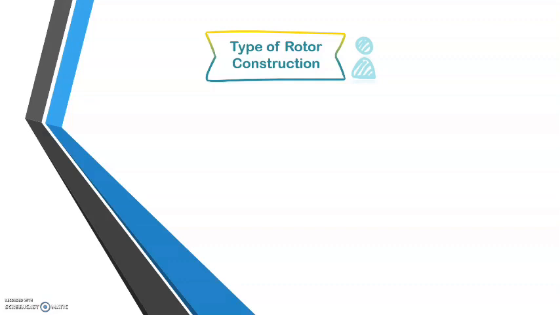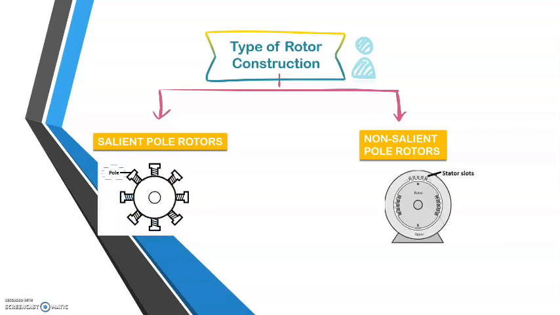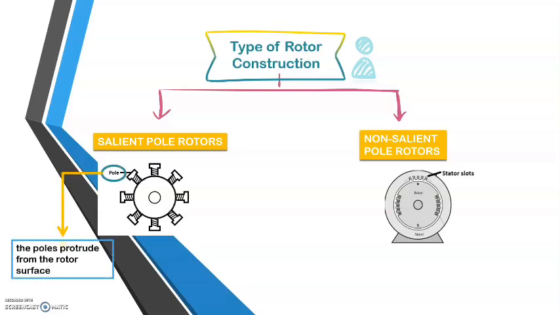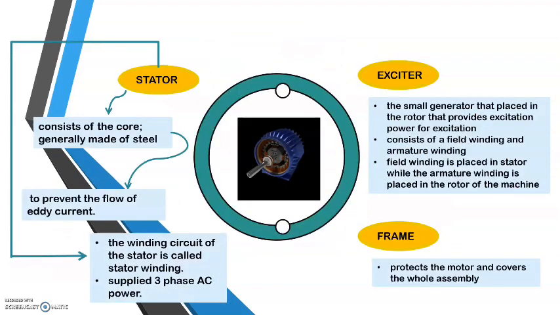Types of rotor construction. There are two types of rotor construction: salient pole rotors and non-salient pole rotors. In the salient pole rotors, the poles protrude from the rotor surface. In the non-salient pole rotors, the windings are placed in slots in the machine rotors.